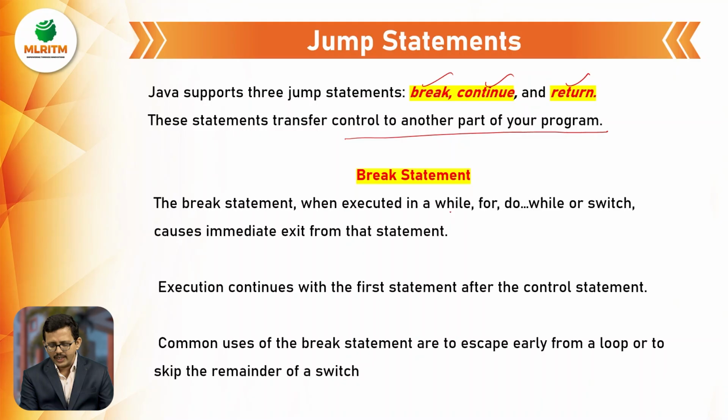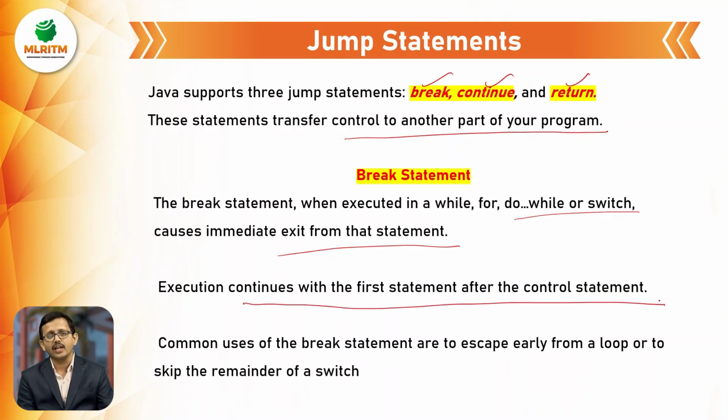The break statement, when executed in a while, for, do while, or switch, any selection or iteration statement, causes immediate exit from that statement. Using break, you can immediately exit from that statement. Execution continues with the first statement after the control statement. If we are writing a switch, after the switch, whatever the next line is, it goes there directly. Common uses of the break statement are to escape early from a loop or to skip the remainder of a switch. Let us say in the switch statement we have 5 cases, and whatever you require is in the second case. Then you need not go to the third, fourth and fifth cases.